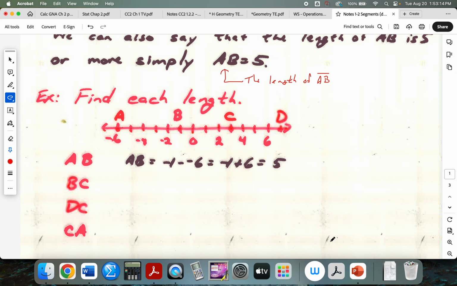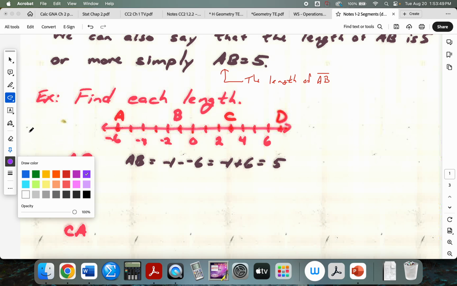So let's find these by subtracting. Okay? Could you, since it's on a number line, just count them? Absolutely. And there'll be some on your quiz on this where you can just count them, but there'll also be some where you can't. And I'll show you an example of that in just a second. So here, the length of AB, B is at -1, A is at -6. We subtract, and we get the distance between them as 5.